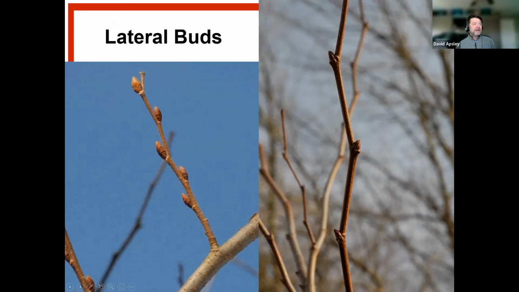Talk a little bit about lateral buds. Those are the side buds. Some lateral buds and twigs are very zigzag. The twigs zigzag, and then right at the bend is where you're going to find the lateral bud.